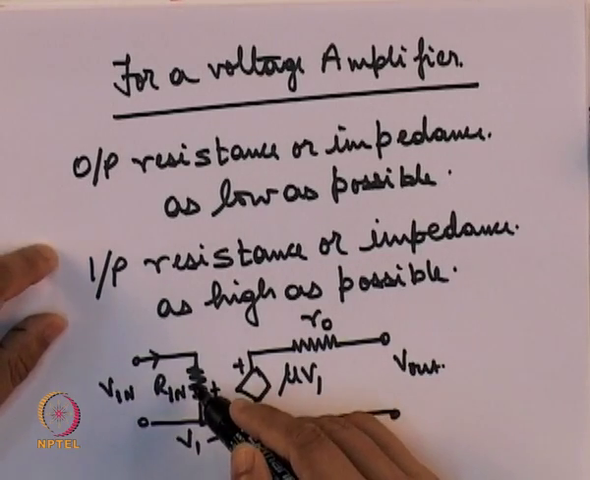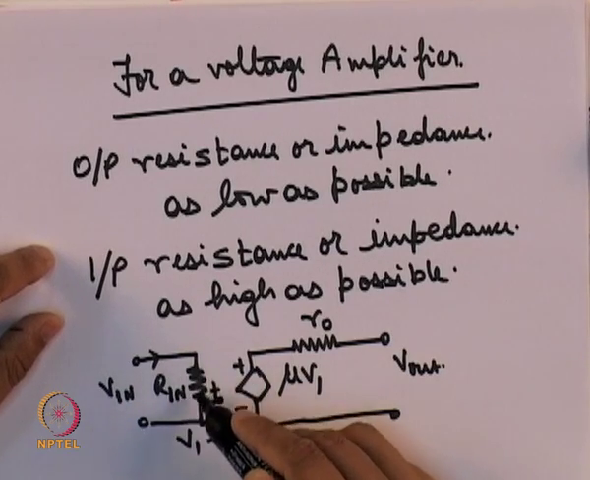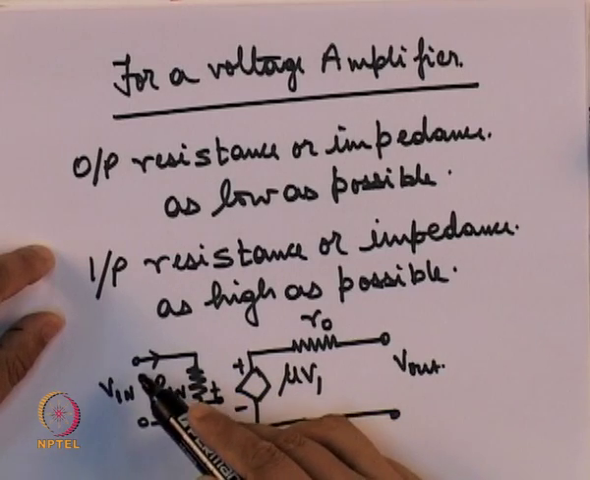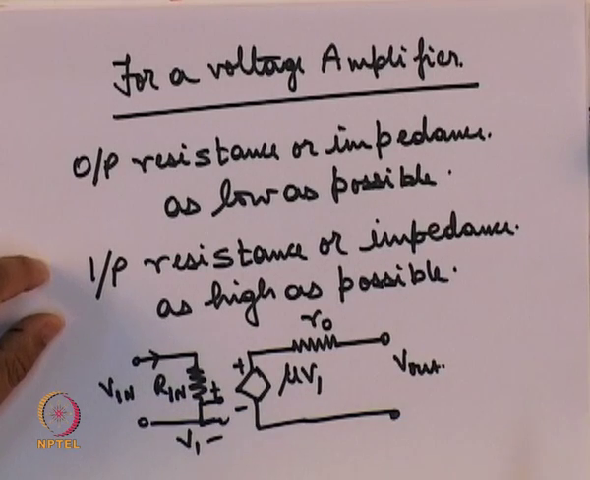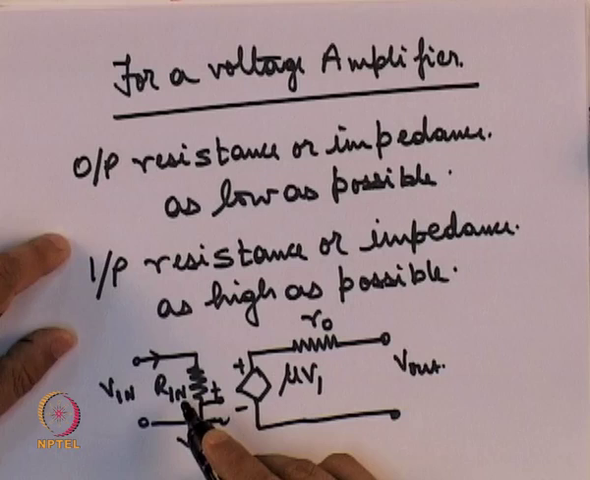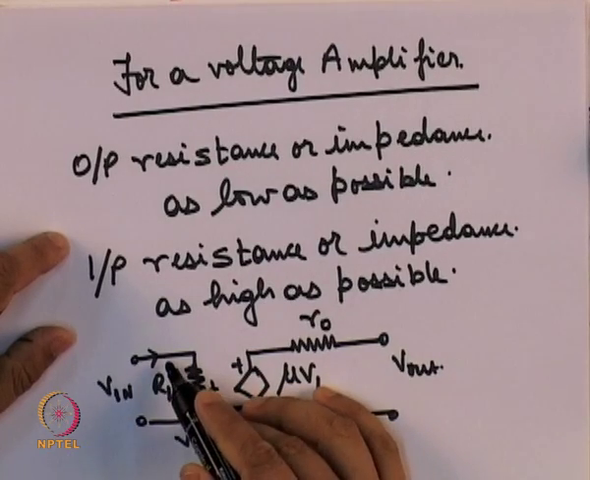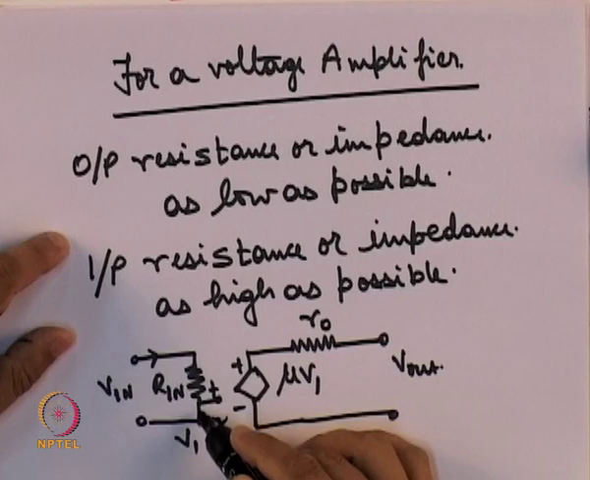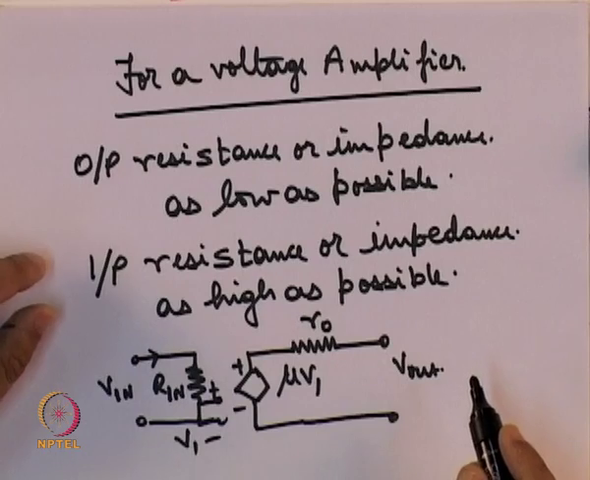If Rin is not very high, then there will be some current flowing through this Rin, as a result of which the entire Vin will not appear at V1. On the other hand, if Rin is very high, then no current will flow inside Rin, and therefore, the entire voltage Vin will appear at the input.